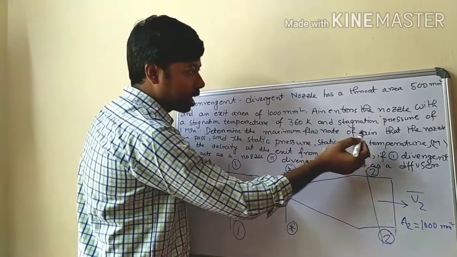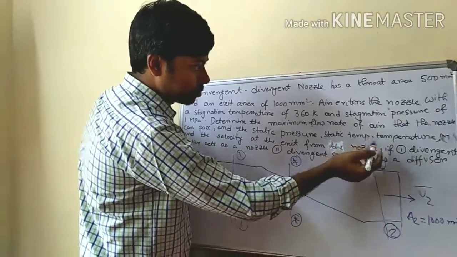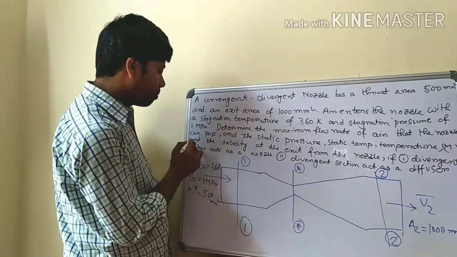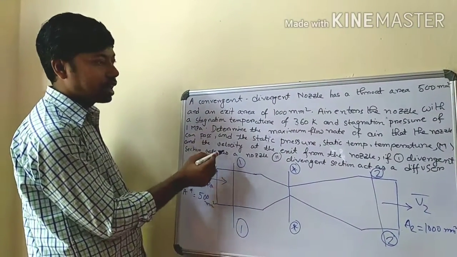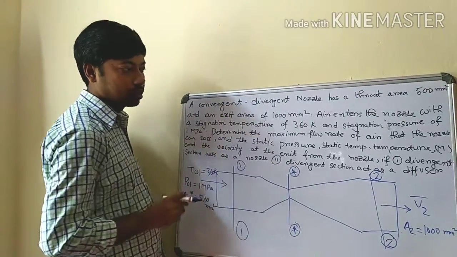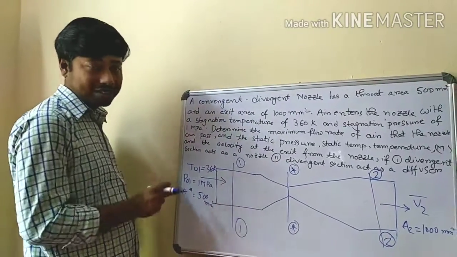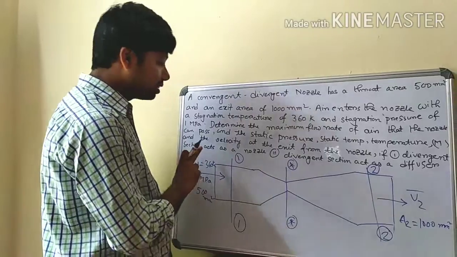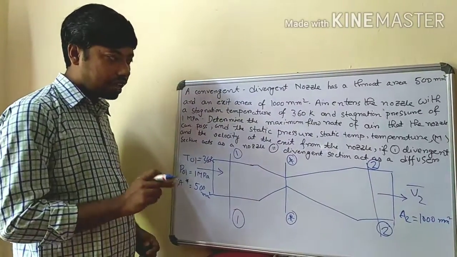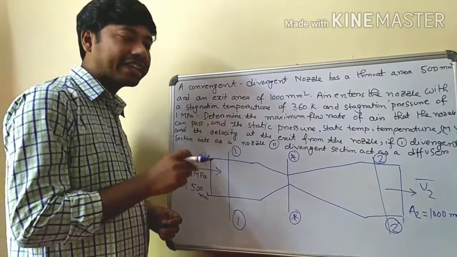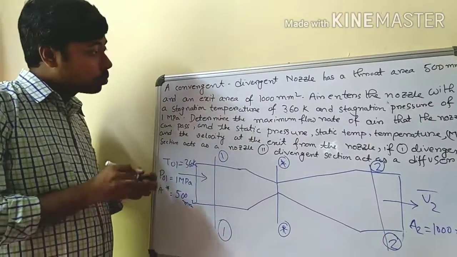static temperature and Mach number and the velocity at the exit from the nozzle, if the condition is given that the convergent section acts as a nozzle and the divergent section acts as a diffuser. So in this problem, what is given?